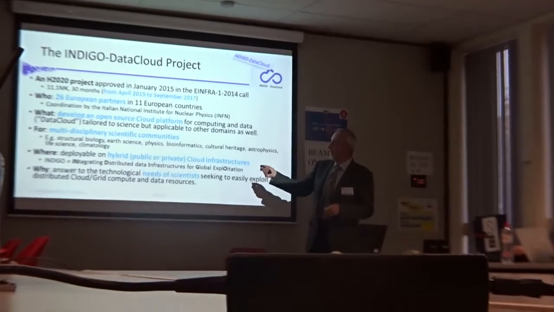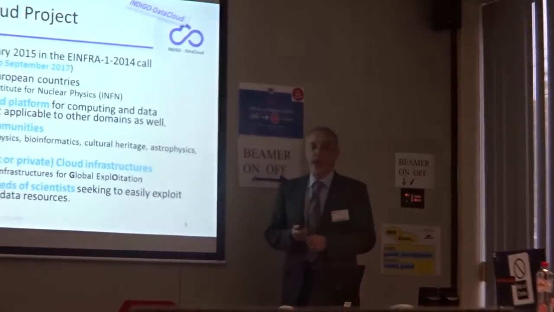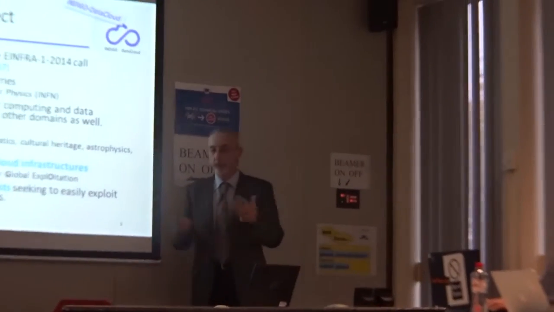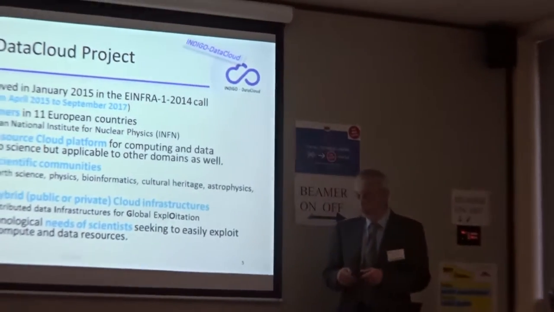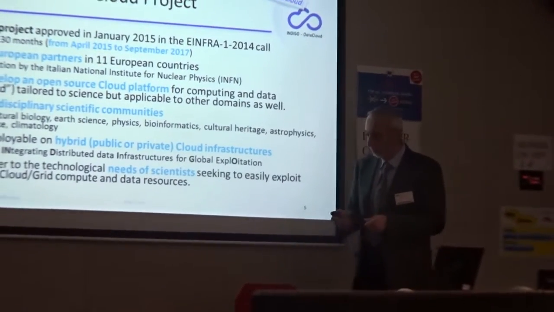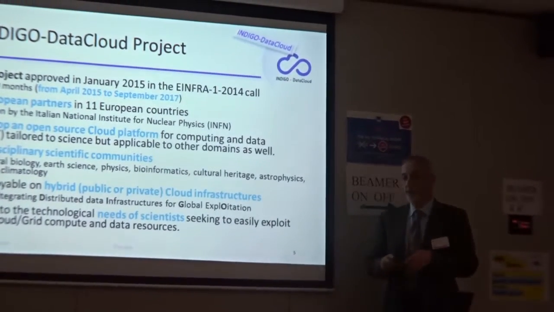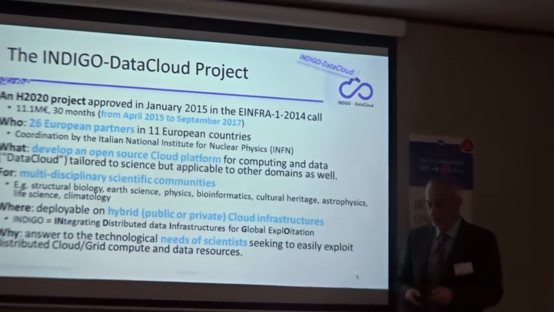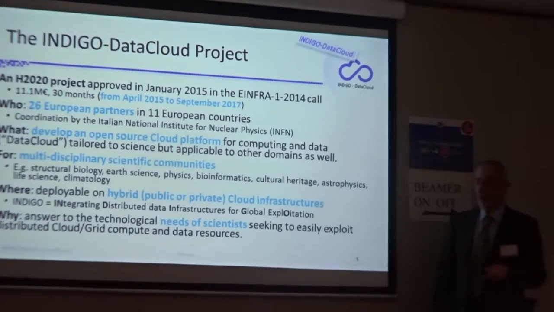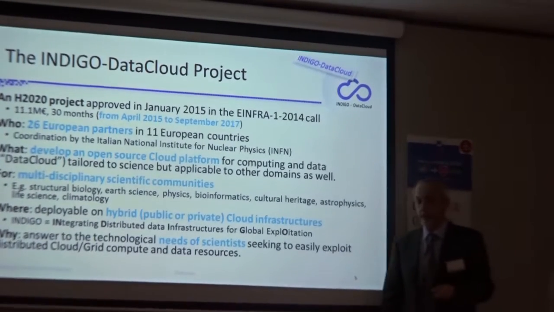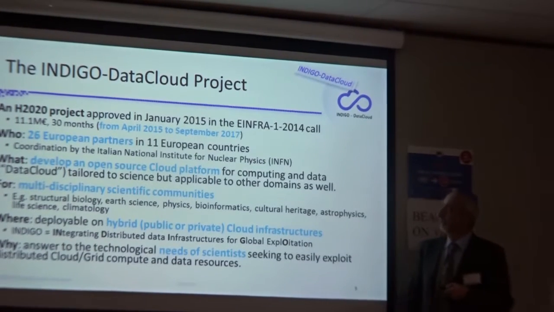Another key point is that whatever we develop must be deployable on hybrid infrastructure, so a combination of public and private cloud infrastructures. And as a matter of fact, the name of INDIGO already showed that this was one of the main purposes of the project, integrating distributed data infrastructure for global exploitation, global meaning not only, by the way, European level, but also beyond. Why did we start this? Well, first of all, to answer the technological needs of scientists who have a use case that could not easily be fulfilled by existing technologies.